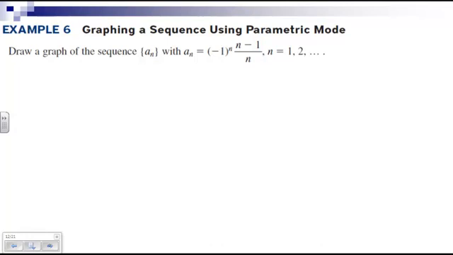Sequence, -1 to the nth times n minus 1 over n. By the way, that particular sequence is not geometric. Why are we going? Don't we have sequence mode? We do. I'm going to get to it too. Oh. All right.